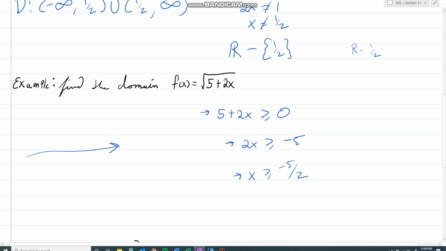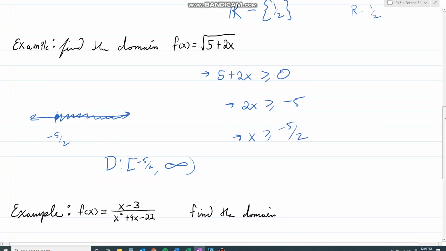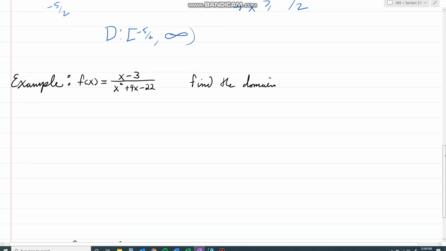If you want a number line, it looks like this. You have negative 5/2. You want to include negative 5/2, and you want all of the values that are greater than negative 5/2. Well, the domain then must be from negative 5/2, including it, to infinity. Okay, so that would be the domain for this function. So it's not too bad if you know what you're doing. You just have to kind of be patient with yourself.